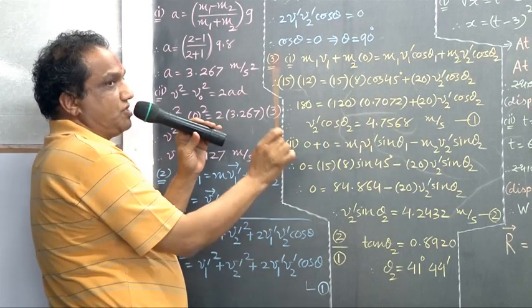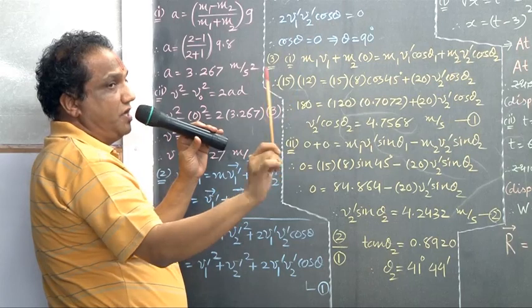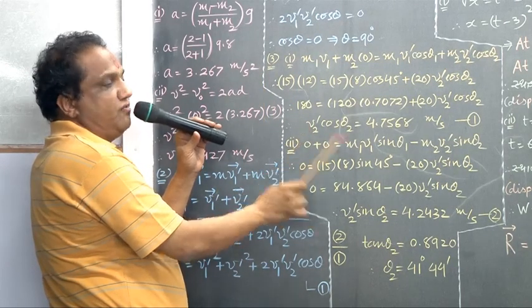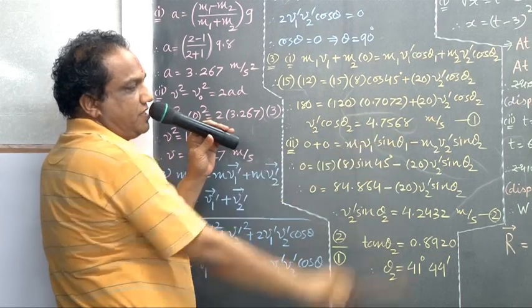Whether it is cos theta or sin theta or tan theta, it has got no unit, so unit of this will be unit of velocity, meter per second.